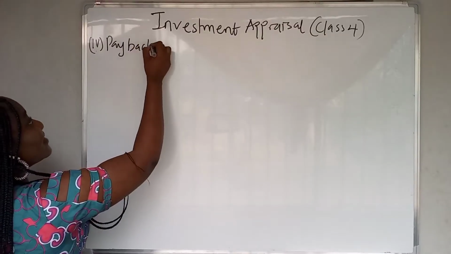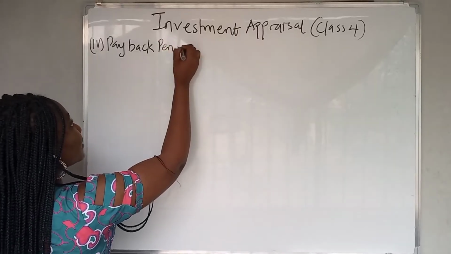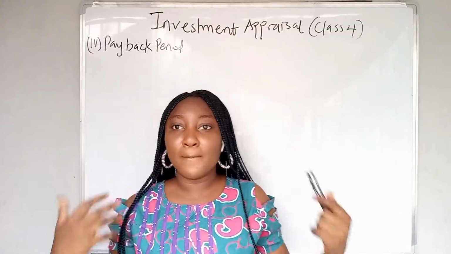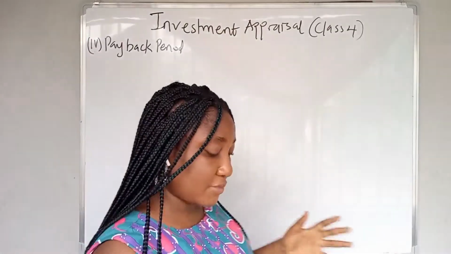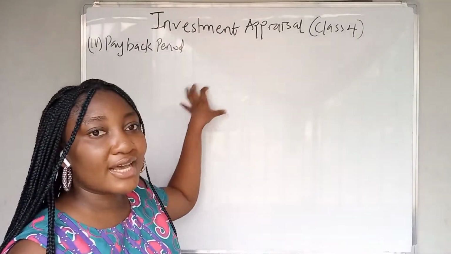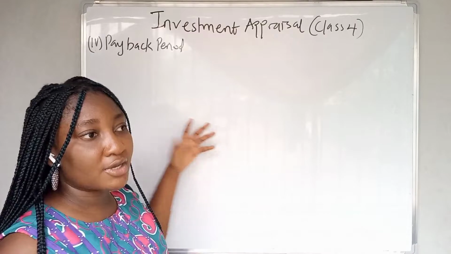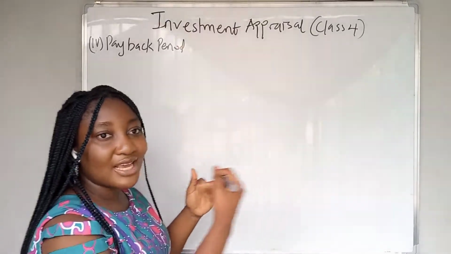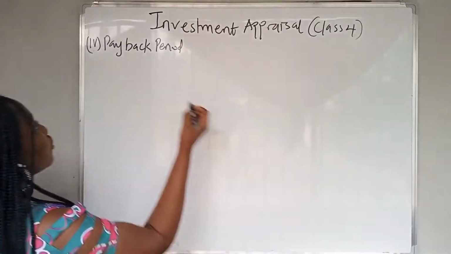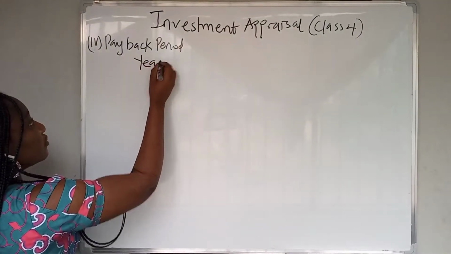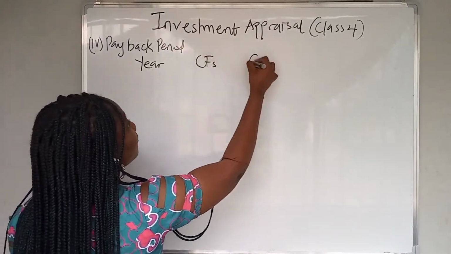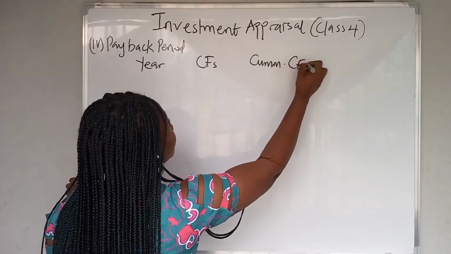Okay, so just as the word implies, payback period is the number of years it will take the investor to regain his money, right? His original investment. So to calculate payback period, all you need to do is to get the cash flows and the cumulative cash flows so that you can start to amortize or reduce the balance and know the particular year that they will regain their investment. So you have year, because you're looking for the year that they will get their money back. Then you have your cash flows and you have your cumulative cash flows.